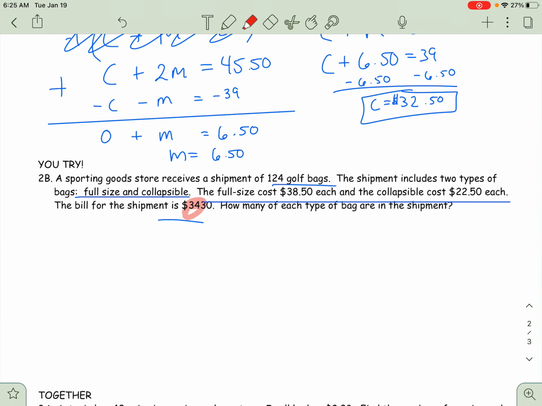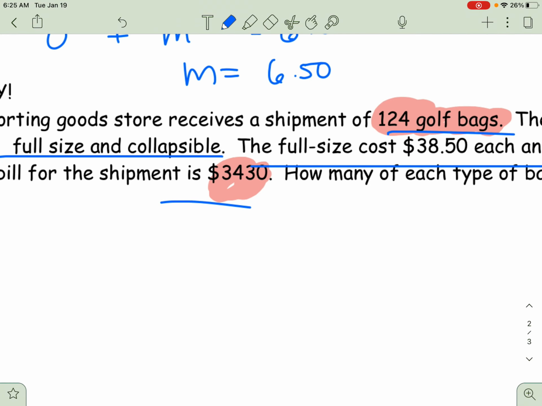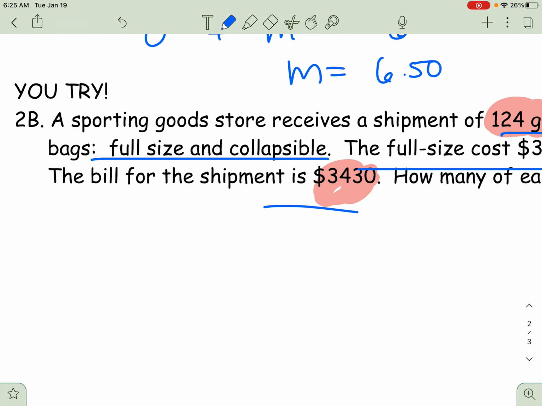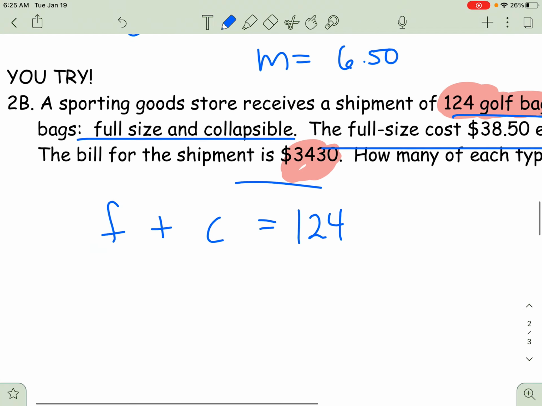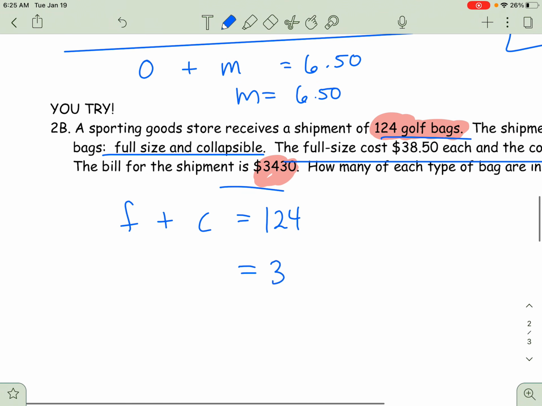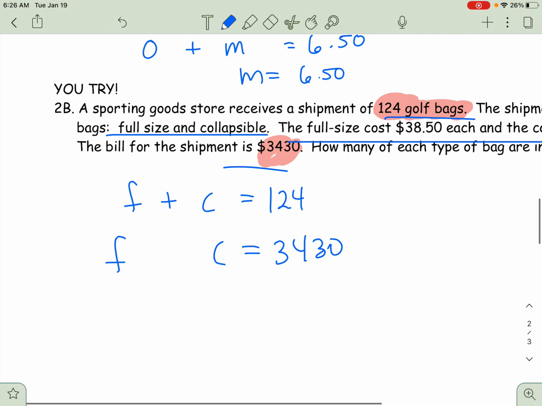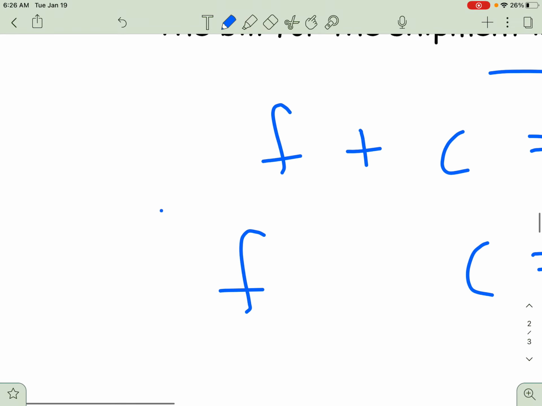Okay, so here's the problem. We got 2 different totals here. We got a total in cash, and we have the total number of bags, right? Okay, so if we have full size and regular bags, collapsible, I'm sorry, then that's going to be our first thing. So we have full size plus collapsible. We got 124 bags. Then the next part is we have a cost, right? So I need to have something with the full and the collapsible, but with cost. Well, it says right there the full size cost is $38.50.